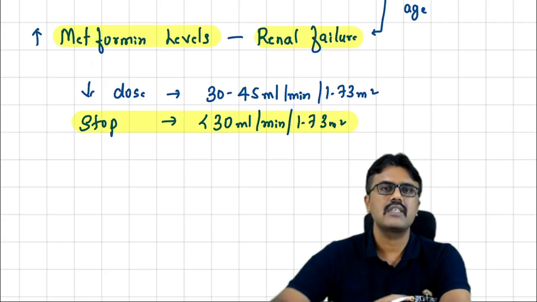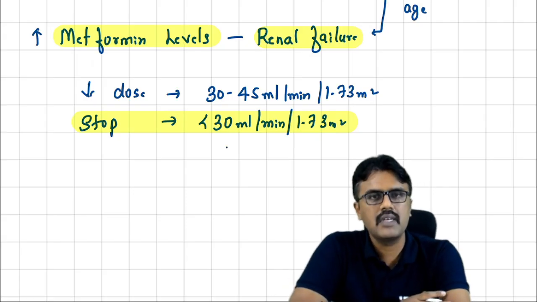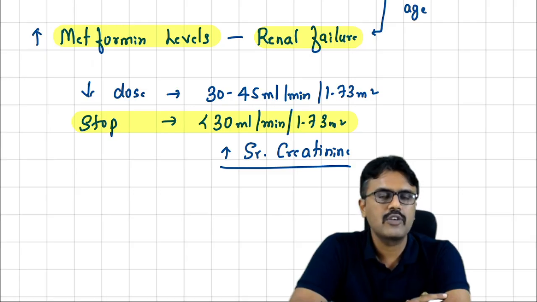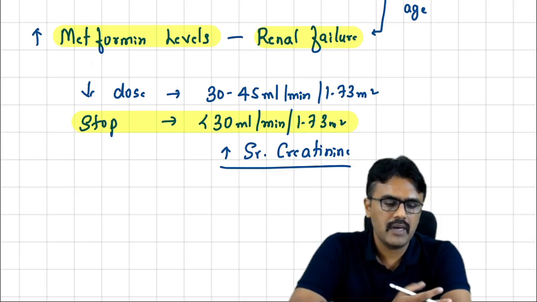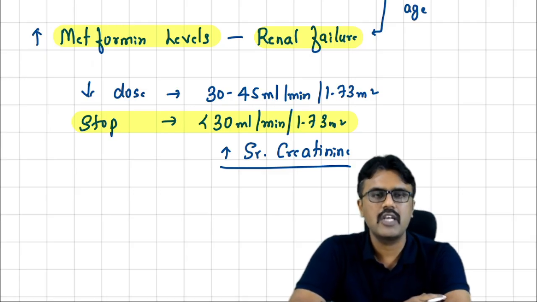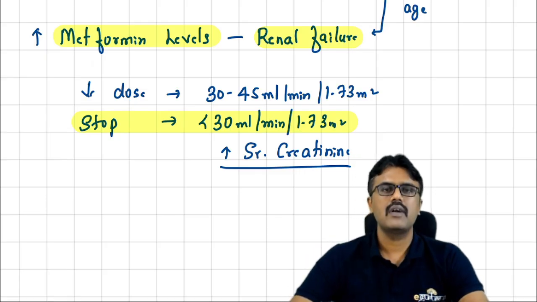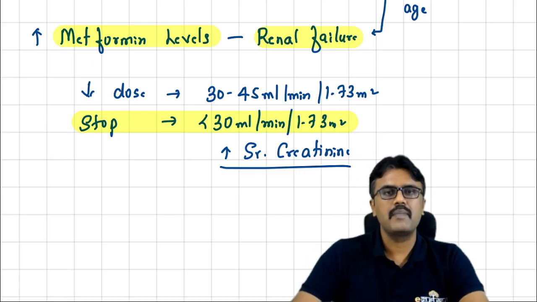The same question was asked in one of the AIIMS exams. A patient comes with a high serum creatinine of 3. Which of the following drugs should be stopped immediately? That is nothing but metformin. So metformin has to be stopped immediately in this case. So that is about the wonder drug metformin, which belongs to the biguanides.